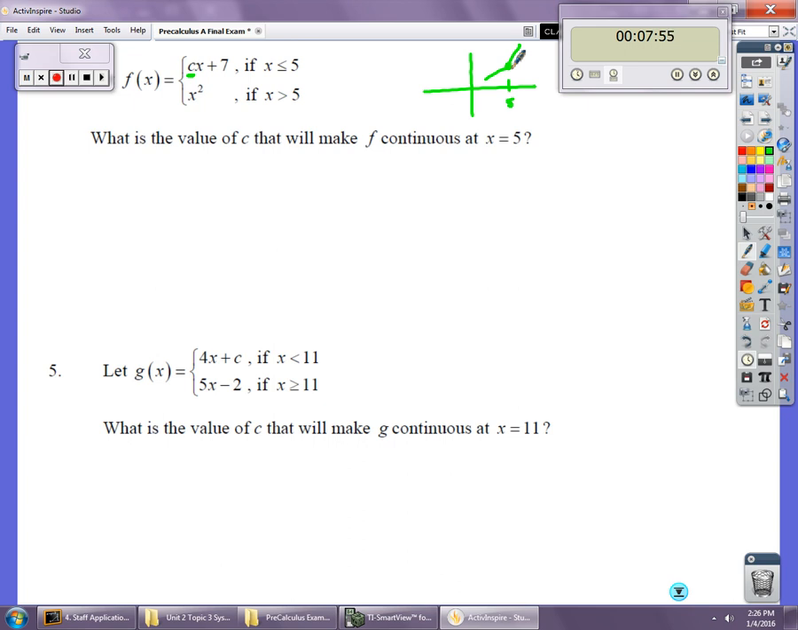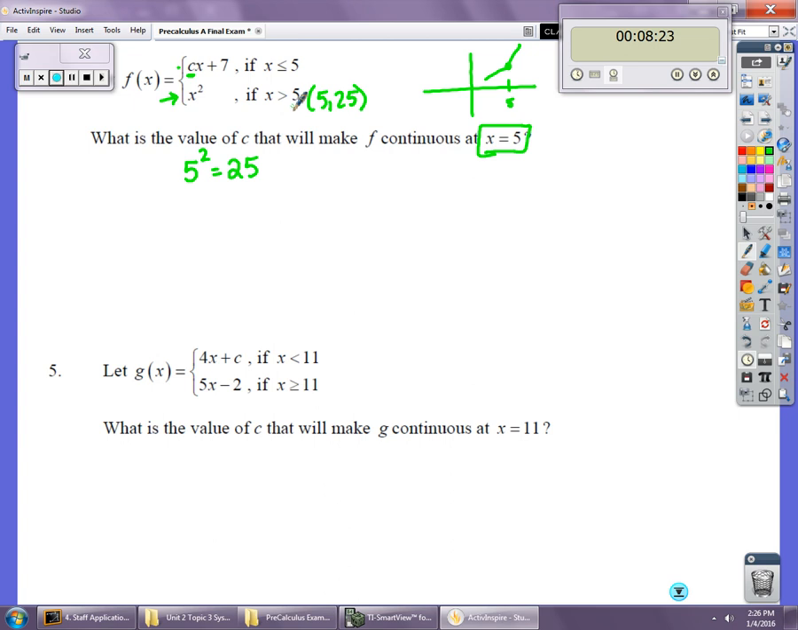I'm going to take a look at this value x equals 5, right? And since the first equation is incomplete, let's focus on the second one. If I actually plug in 5 into this equation here, I get 5 squared, and the result would be 25. So this would give me the ordered pair, 5, 25. Now I know that this says greater than, right? So there would be an open circle with this function.